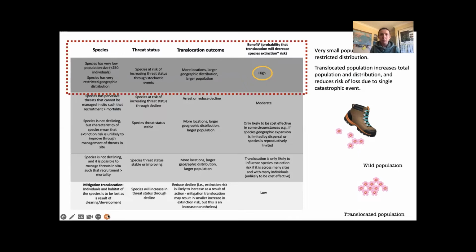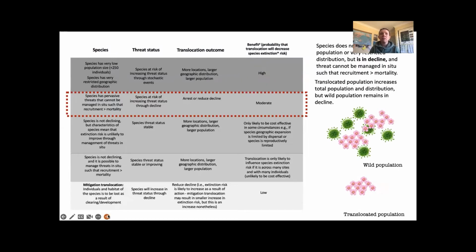In the next example, the species doesn't necessarily have to have a small population size, but it has a threat which you can't manage at the site. And a good example of this might be Phytophthora. It's really hard to get on top of, and the species is declining, and you can't manage it so as to arrest decline. So mortality is occurring at a greater rate than recruitment. The threat's ongoing and you can't manage it.